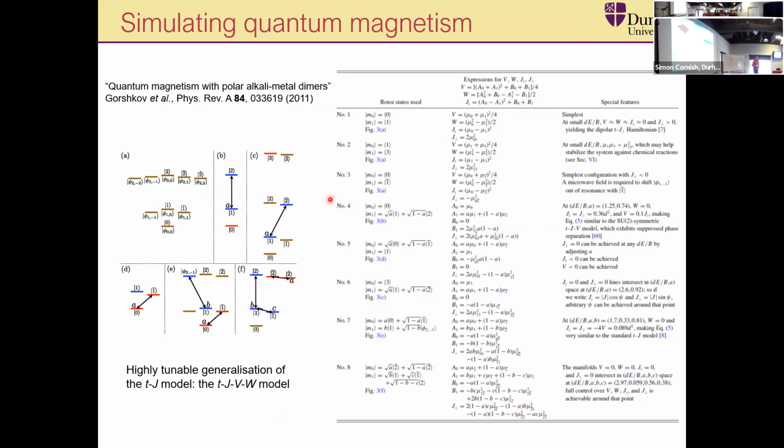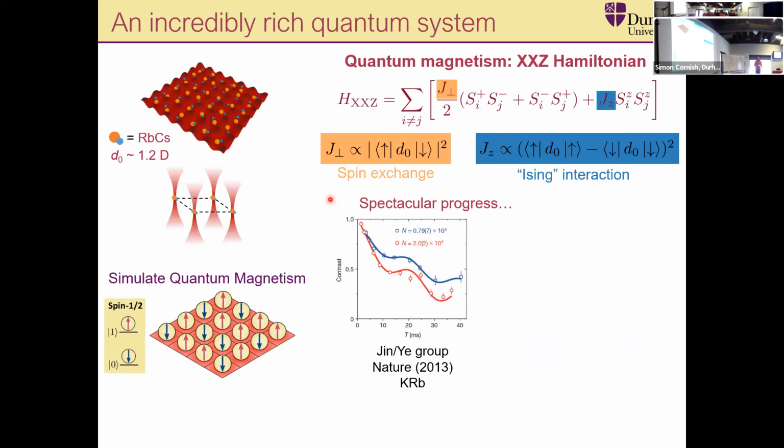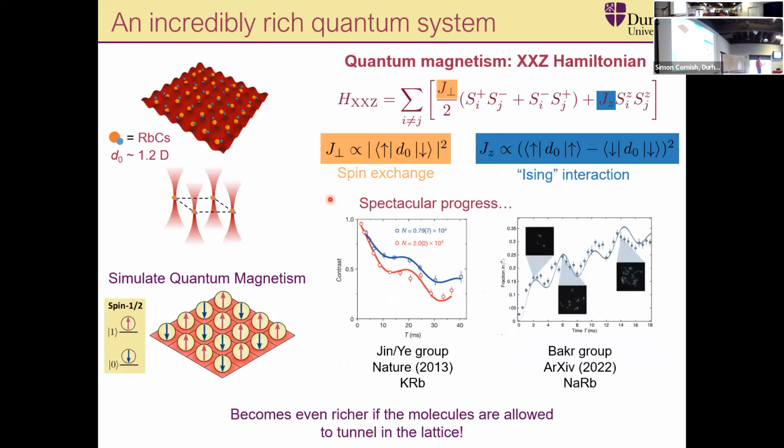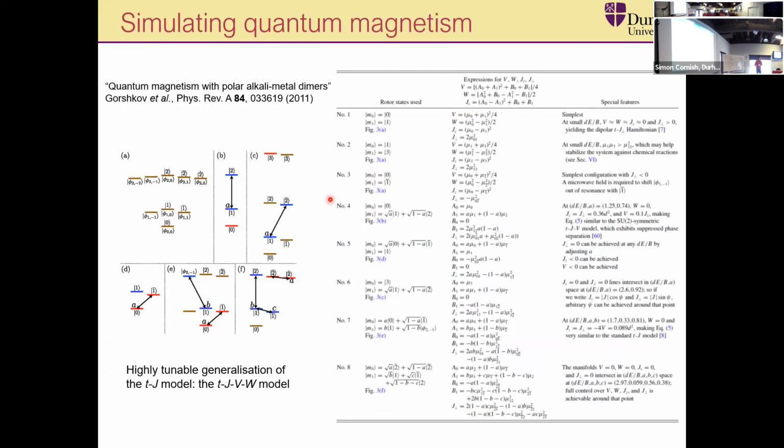Right. So what I was saying was, everything gets so much richer if we allow the molecules to come in. This is from this wonderful paper on doing quantum magnetism with ultracold molecules. And what I want you to take away from this is how rich it is.